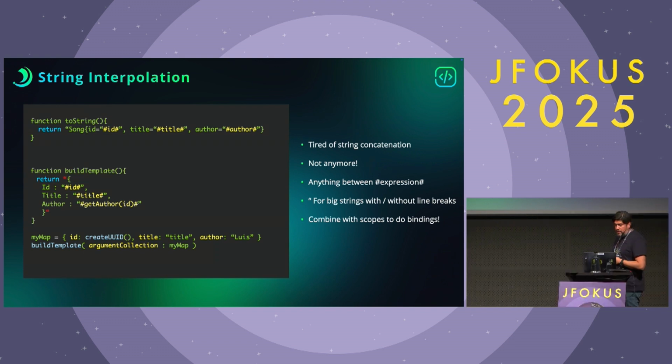You also have big strings. There is no difference from using the three quotes in Java, for example, for a big string without line breaks. For us, it doesn't really matter. Just use one quote, and that's a big string, or it can be a small string. It doesn't matter. You can combine them as well with scopes, like I mentioned, right? So you can do building of templates or anything of this nature. String interpolation makes it really easy for building UI applications as well.